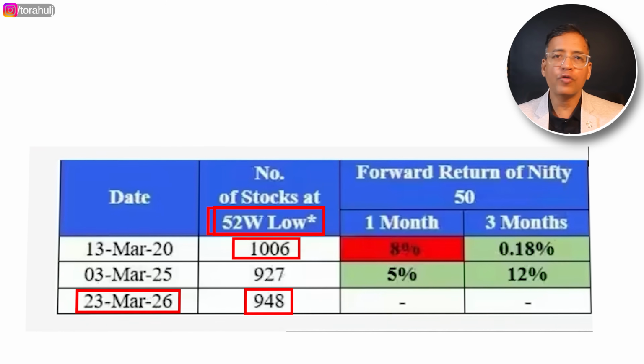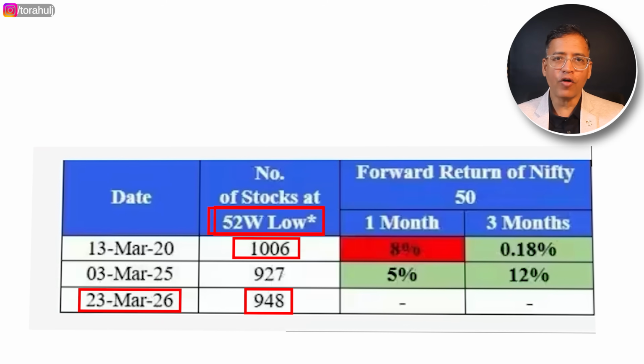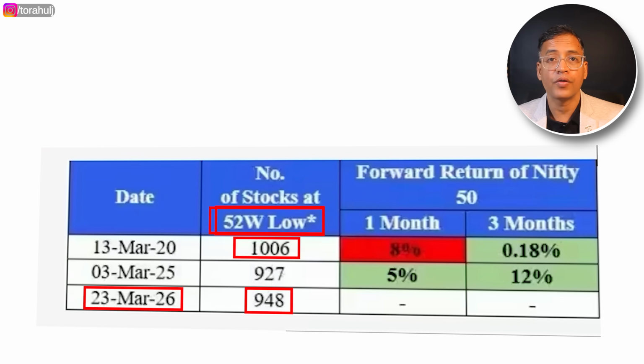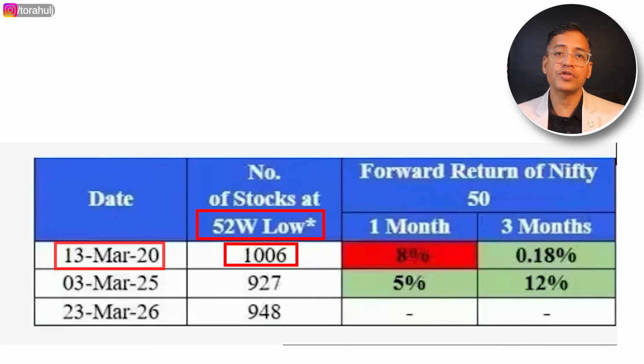I'm recording this video on 1st of April, right? I'm sure the 948 figure would have gone very high. In the last 7 days, markets have corrected even more. So my view is that we are seeing a good parallel between what happened in COVID and what has happened now, that almost more than 1,000 stocks are trading at a 52-week low.